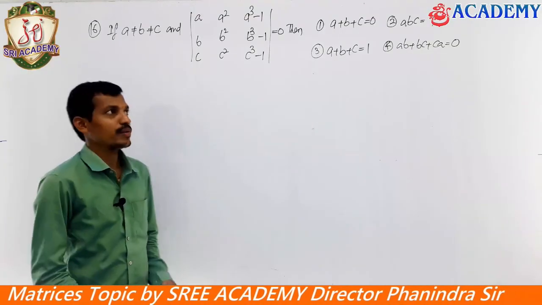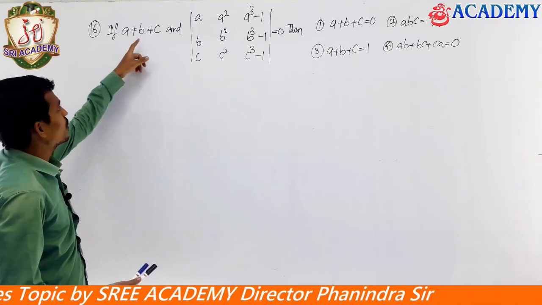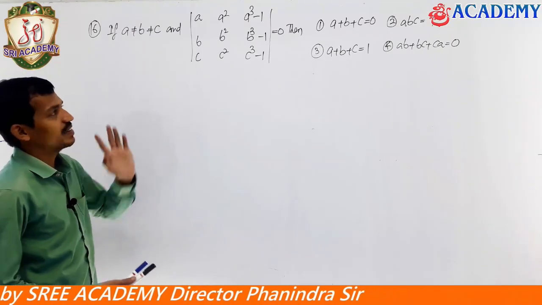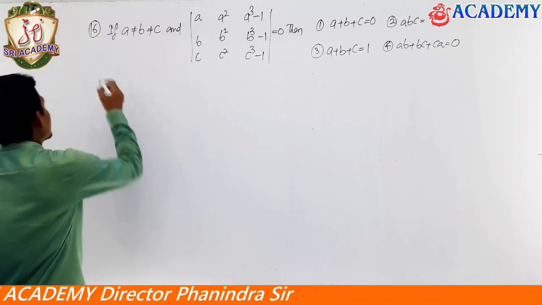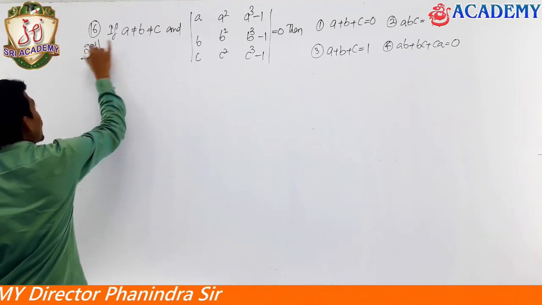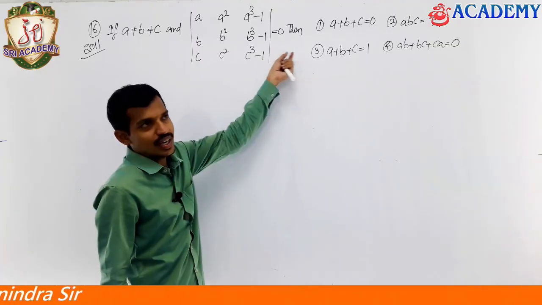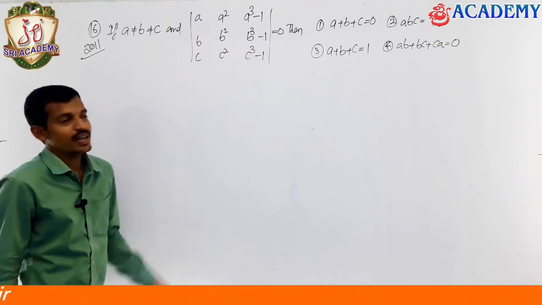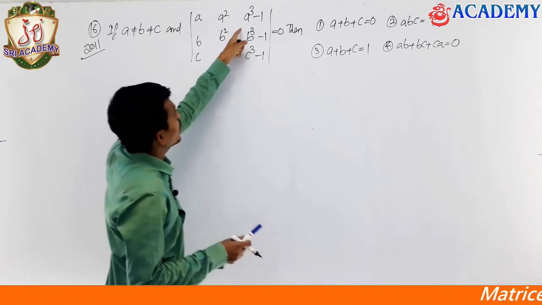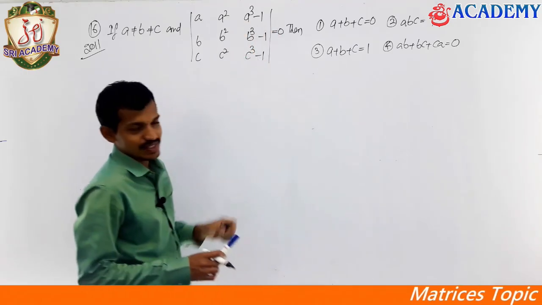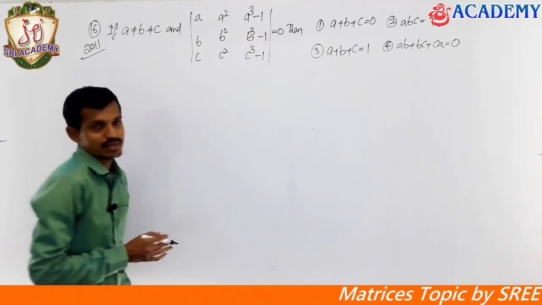Let's see this problem. See, if A is not equal to B is not equal to C, then you are given this matrix. Actually, this was asked in ECET 2011. See, this one equal to 0 and this is the condition. I am modifying this: A cube minus 1. This is a 3 by 3 matrix.